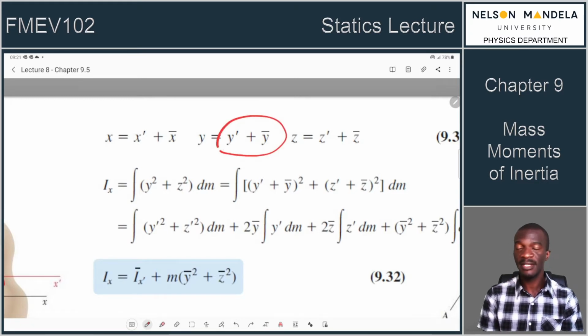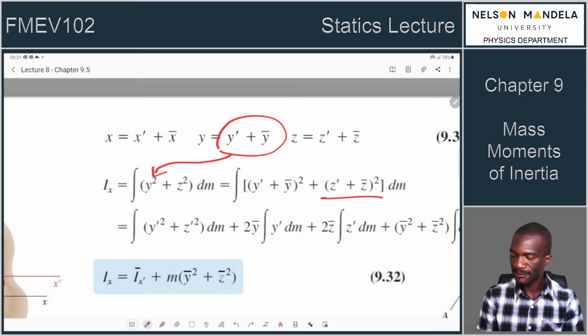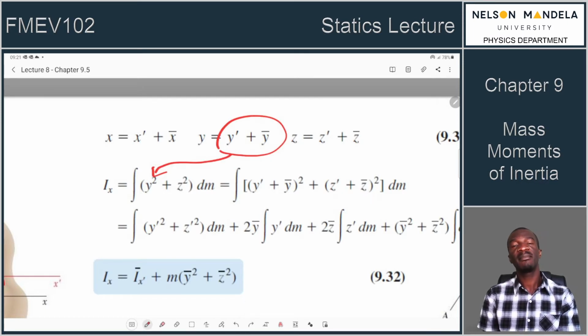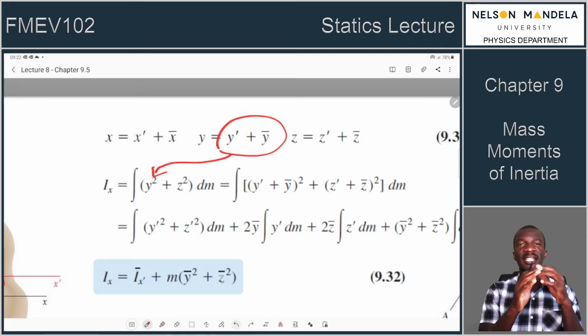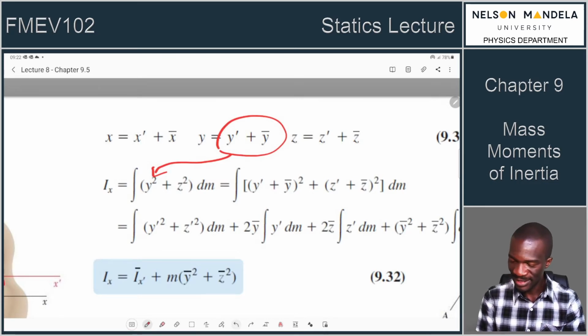So if we then take it into the equation, or if we just plug it in there, it means we've got our (y prime plus y bar) all squared. The same applies: we add (z prime plus z bar) all squared, and we integrate with respect to mass. So we can expand the bracket, right? When we expand the bracket, we're expanding this one.